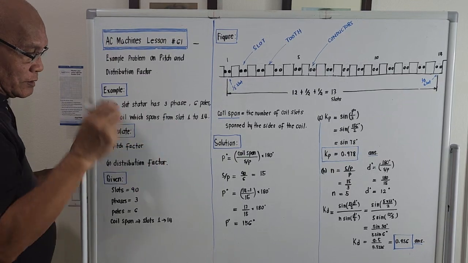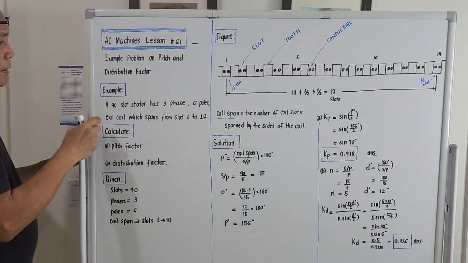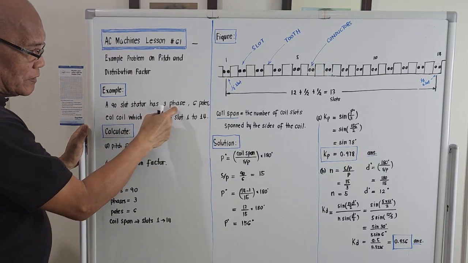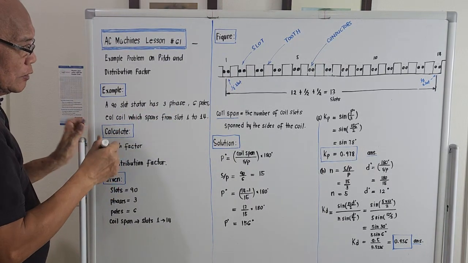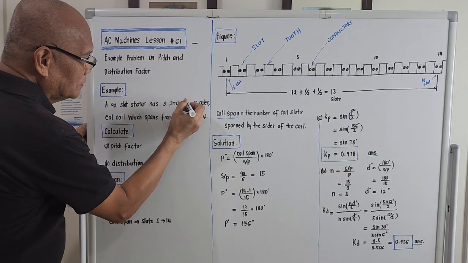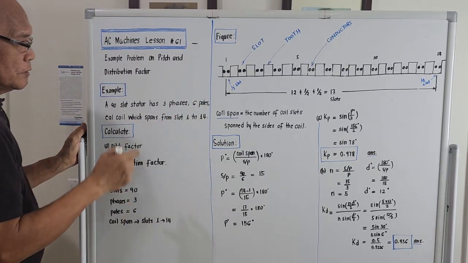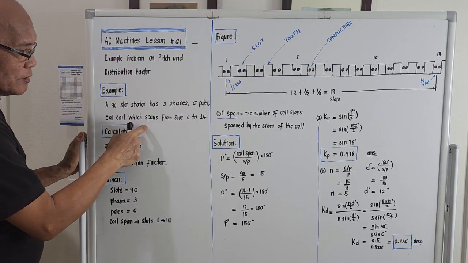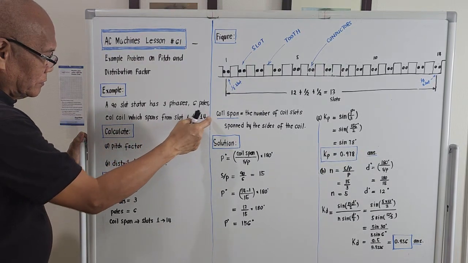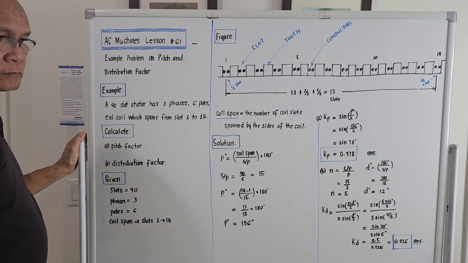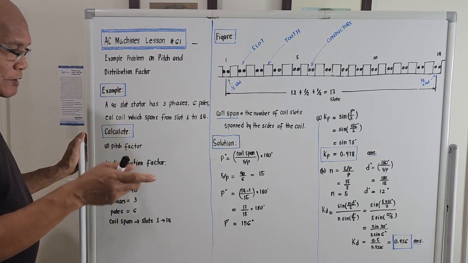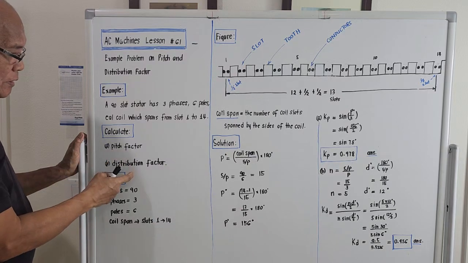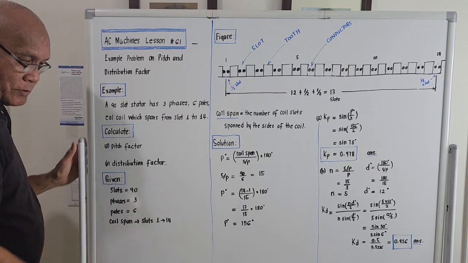I will try to read the problem. A 90 slot stator has three phases, 6 poles, each coil which spans from slot 1 to 14. The problem is asking: calculate the pitch factor and the so-called distribution factor.